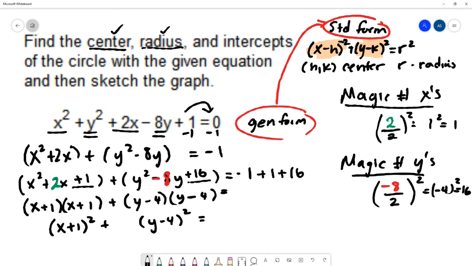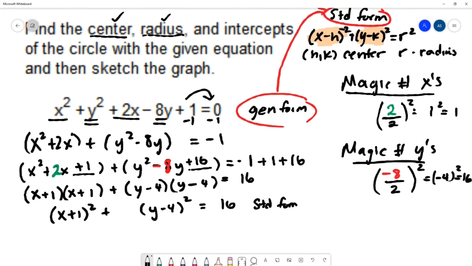(y minus 4) squared. On the right-hand side, we're going to combine those like terms. Negative 1 plus 16 is 15. And so now we've written that equation in standard form. And now that it's in standard form, we can identify the center. The center will be negative 1, 4. That's the (h, k). And the radius will be 4. The square root of 16 is 4.